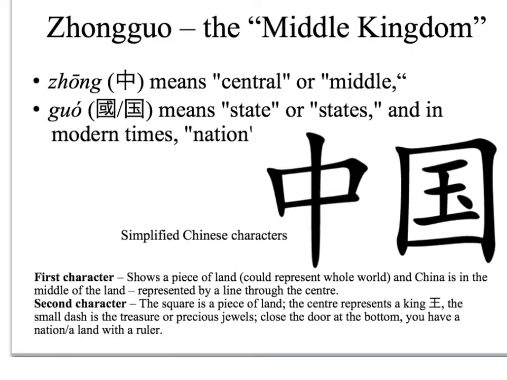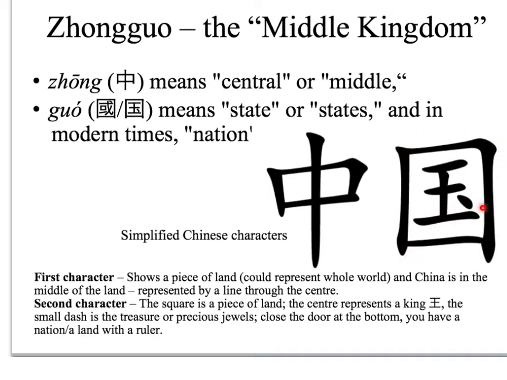The Chinese refer to the country as Zhongguo, which basically means the Middle Kingdom. It's made up of two characters. We see here the simplified Chinese characters. The first character means central, middle, and shows a piece of land and then through the middle a line, suggesting this is the centre. And you have here Guo, another piece of land.